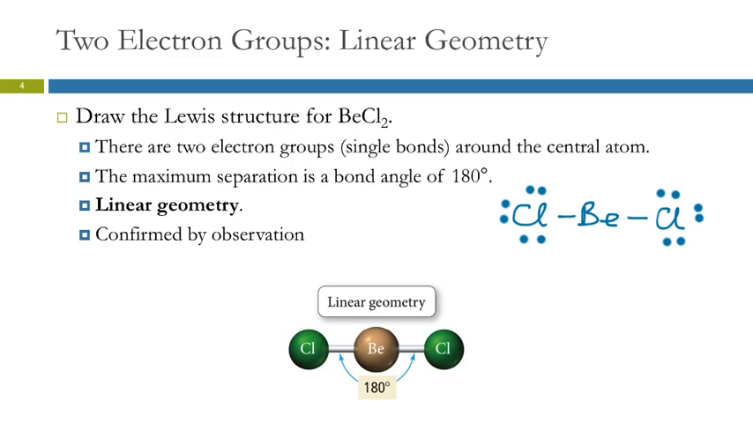So for this molecule, it arranges itself like this. These electron groups repel each other. The farthest away they can get from each other is 180 degrees of separation. That forms a line with these three atoms. And so this is called a linear geometry.